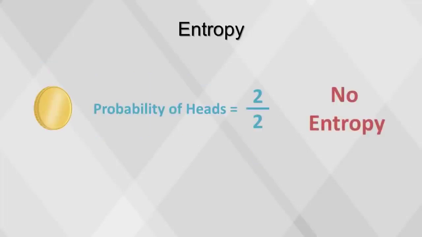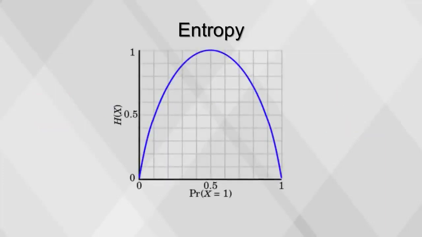On the contrary, a coin toss with a coin that has 2 heads and no tails has 0 entropy, since the coin will always come up heads and the outcome can be predicted perfectly. In this graph, entropy is maximized when the probability is 50%. When the probability is 0 or 100%, there is 0 entropy. By adding information, we can reduce entropy and gain certainty.